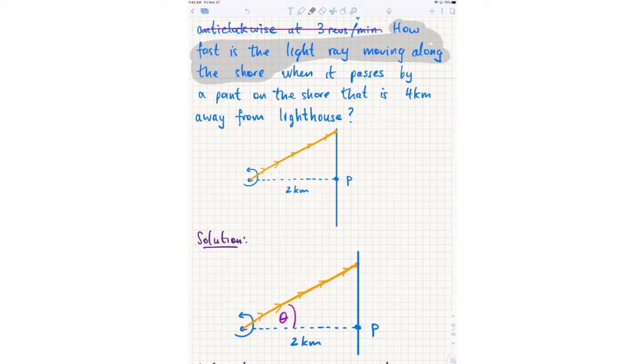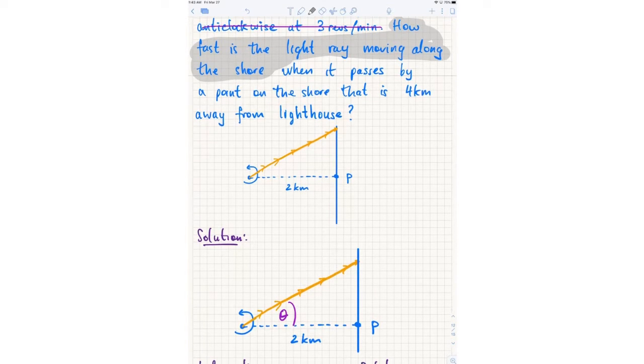So what variable should I label in my diagram that can eventually let me answer this question of how fast the light ray is moving along the shore? Now, if you tell me x, that doesn't tell me anything. What does x mean? What type of length is x? x would be the distance from what to what? The light ray to the shore? Okay, the light ray to the shore.